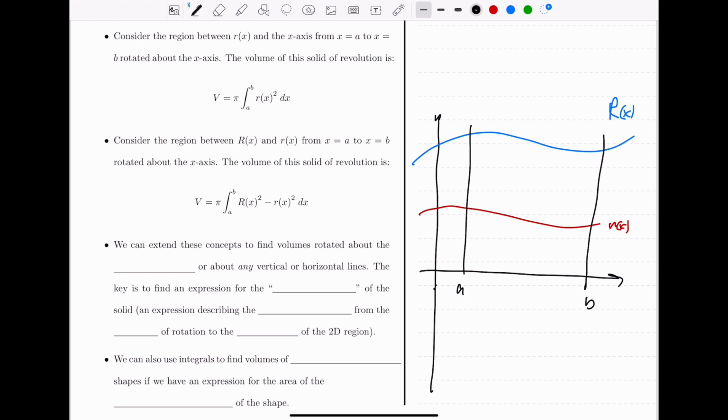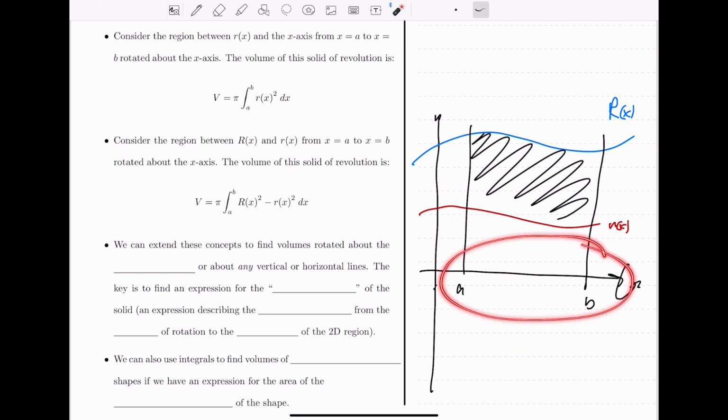If we imagine rotating this region about the x-axis, we would have a solid component that gets rotated around, and then the inside here would be hollow. So we have a hollow region here. How do we find the volume only of the solid part that's been rotated?